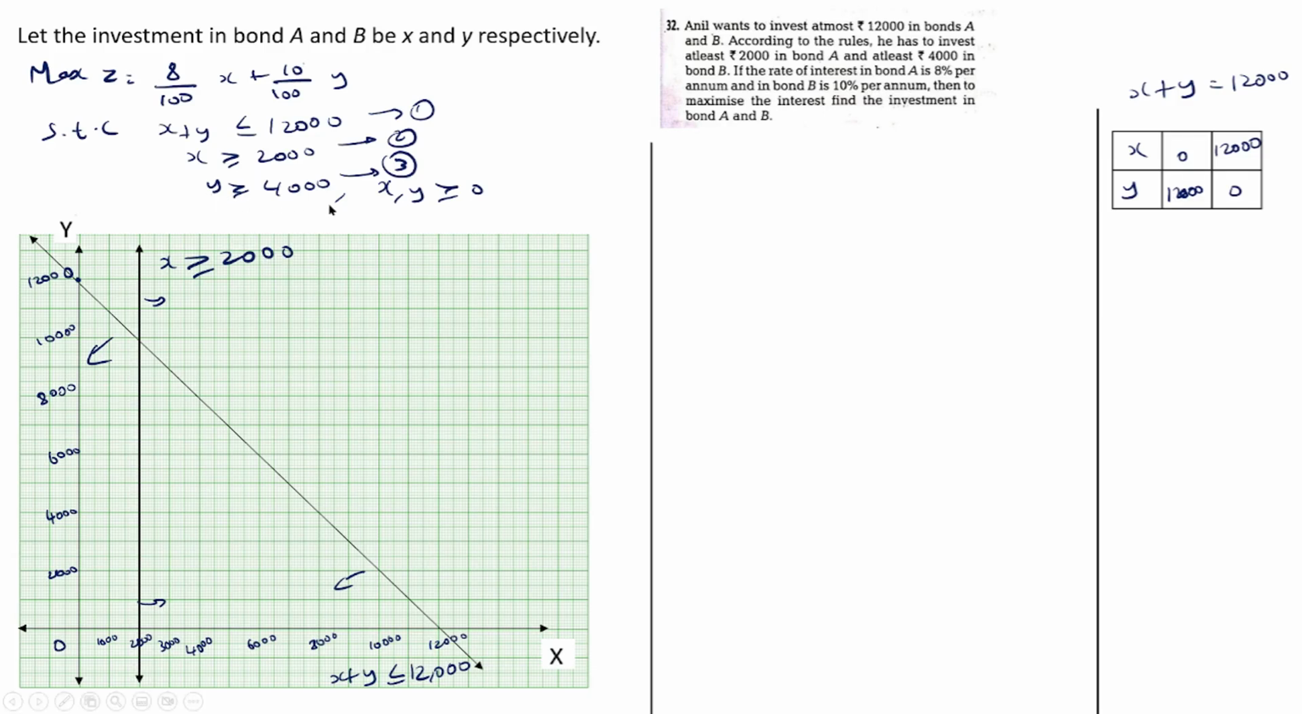And next we have y greater than or equal to 4,000. It is a straight line passing through 0, 4,000 and parallel to the x-axis. So this is y equal to 4,000. Y greater than or equal to 4,000, it is the half plane which is not containing the origin. So it is this part. So the region which is common to all these. And then we have the non-negative constraints. X greater than or equal to 0, it is this part, and y greater than or equal to 0, it is this part. That is the first quadrant. So the feasible region, it is this.